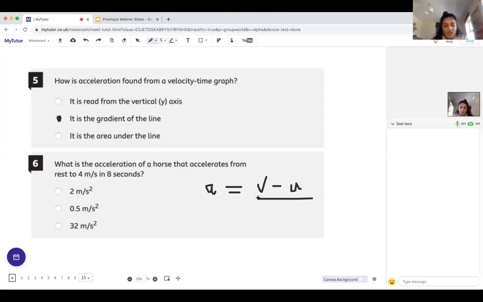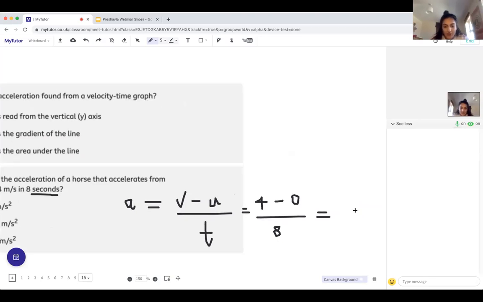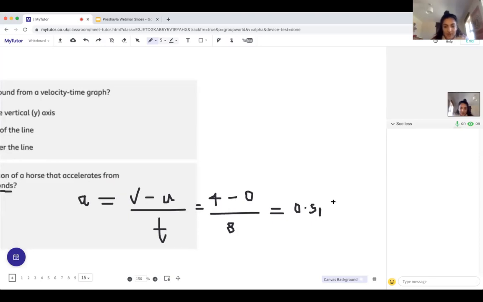So our change in velocity is our final velocity, which is 4, so it goes to 4, minus the initial velocity, which is rest, so 0. We put that all over t, which is 8 seconds, our time. So 4 divided by 8 is just 0.5, or a half. Remember, acceleration is measured in meters per second squared. So our final answer is 0.5 meters per second squared.